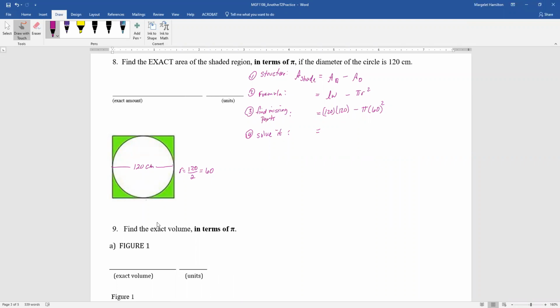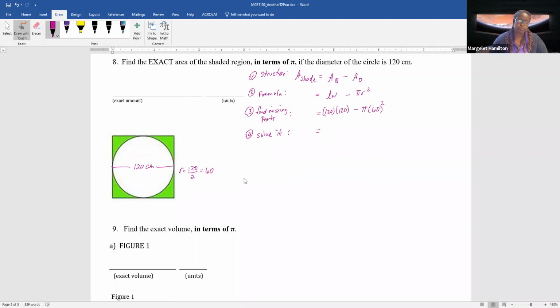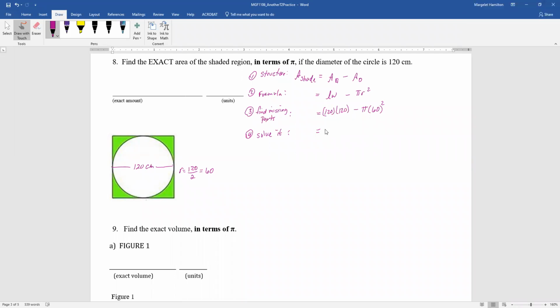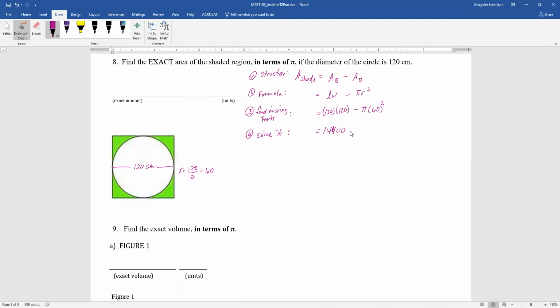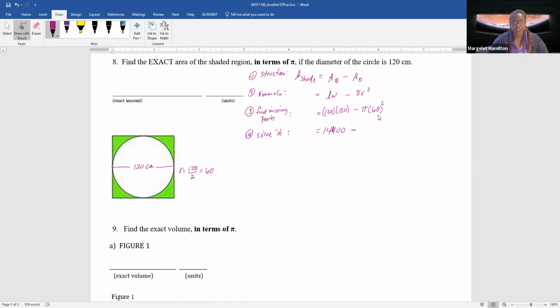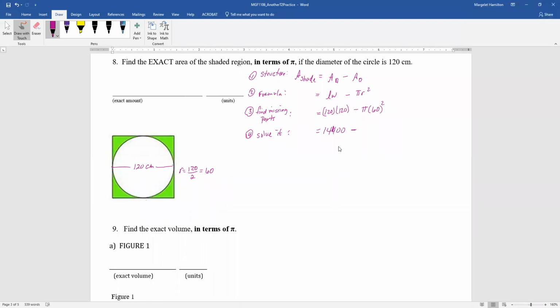Okay, we're ready for our answer. We know what we're getting right here, 120 times 120. You got a big number, what is it? 14,400. Everybody got that? Okay. 14,400. Minus 60 squared gives you what? 3,600. And then your pi.